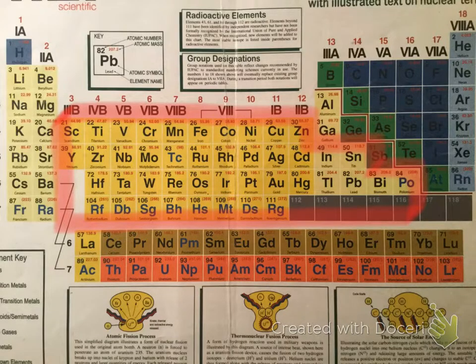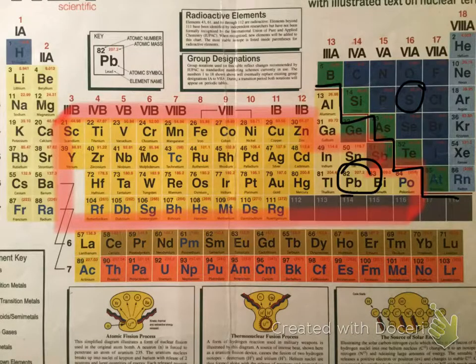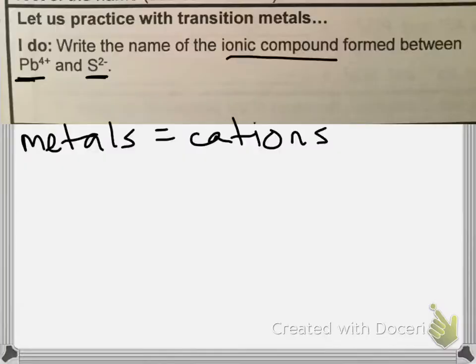And when we look at this, Pb is located in our red box. That means it is multivalent. And S is a non-metal. It is located after the staircase, to the right of the staircase. So to name this, we start with our metal, which is Pb, and we find the name for Pb, which is lead. So it'll be lead, and since it is multivalent, we need to indicate the charge.